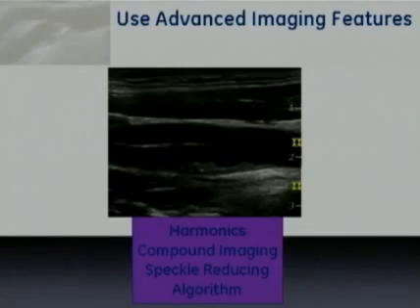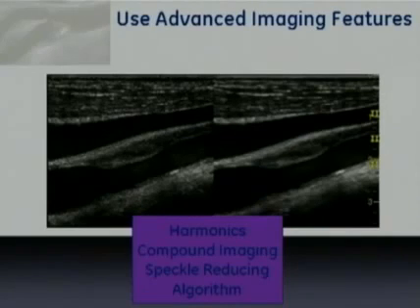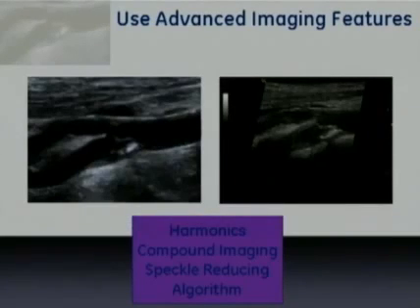and speckle reduction. This is another example, the base image on the left, the improved image on the right after using the harmonics, compounding, and speckle reducing algorithms. So I would just encourage you to use these features on your equipment to really improve the quality of the images. Harmonics is particularly interesting because it can sometimes be used to actually visualize the flow. And if we see the flow with harmonics, it's even at a higher resolution than we can ever achieve with color Doppler or with power Doppler imaging, for example.